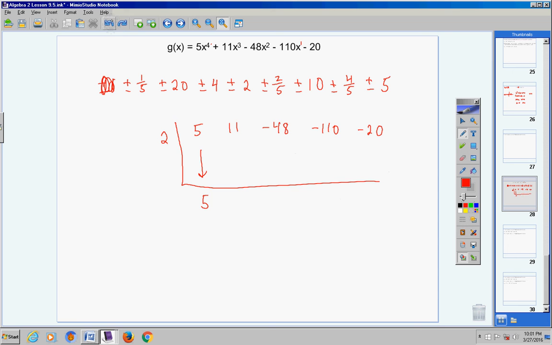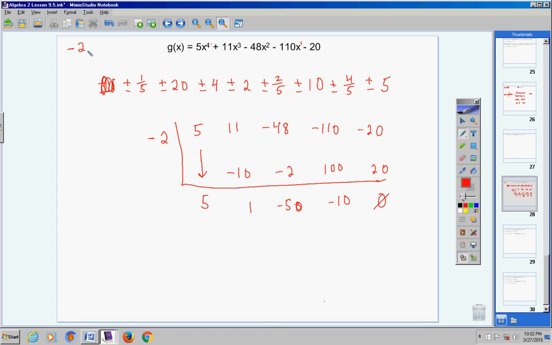Let's try negative 2. Negative 2 times 5, negative 10. Combine, 1. Negative 2 times 1, negative 2. Combine, negative 50. Negative 2 times negative 50 is positive 100. Combine, negative 10. Negative 2 times negative 10, positive 20. 0. Booyah. Okay? So I put in a negative 2, I got out a 0, so negative 2 is one of my zeros.